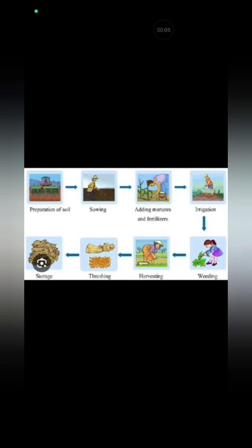Stages of agriculture. The field is plowed. Manure is added to the soil. Seeds are sown. The crops are irrigated. The crops are sprayed with pesticides. The crops are cut and collected.